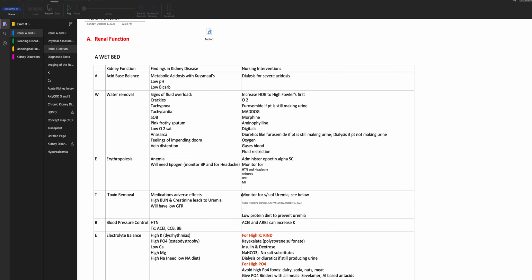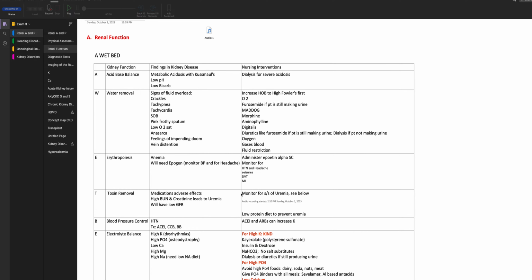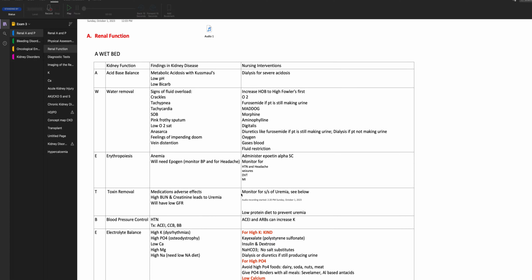And the patient will be on a low protein diet to prevent uremia. Uremia occurs because of a buildup of nitrogenous products in the bloodstream. In other words, buildup of ammonia. All right, so you're going to see the same signs and symptoms as in liver disease.